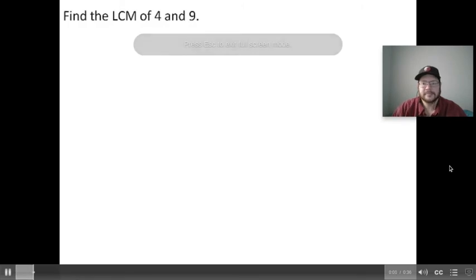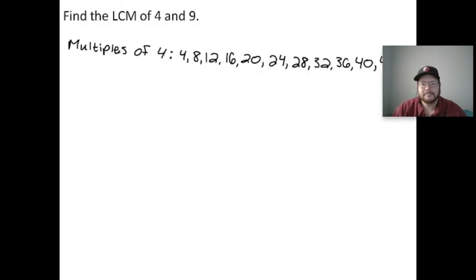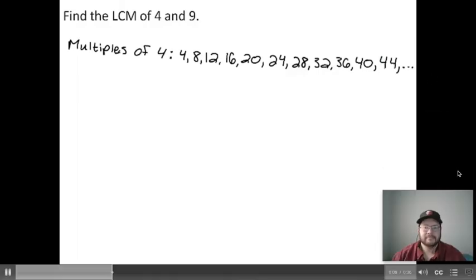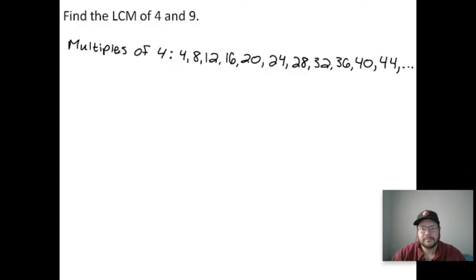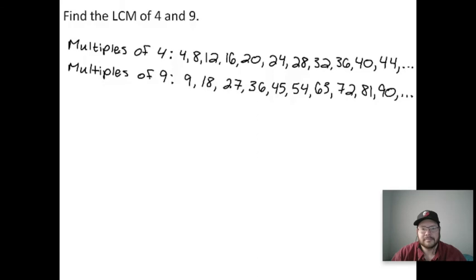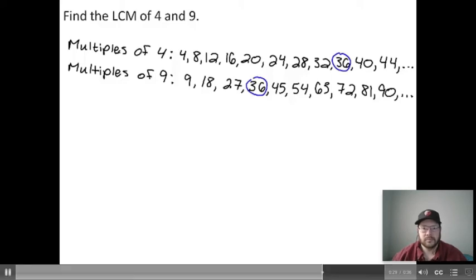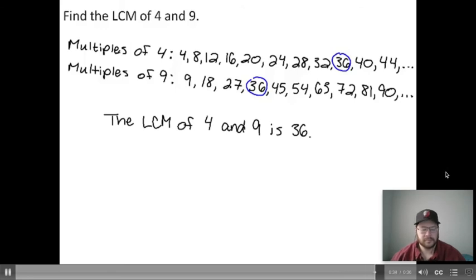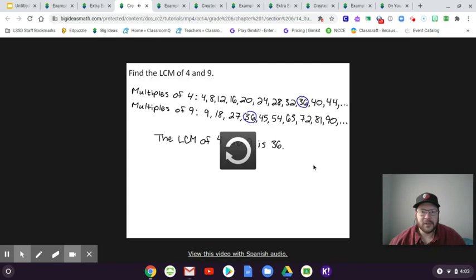Find the least common multiple of 4 and 9. So multiples of 4 are 4, 8, 12, 16, 20, 24, 28, 32, 36, 40, and 44. So multiples of 9 are 9, 18, 27, 36, 45, 54, 63, 72, 81, and 90. Of these, the only common multiple of 4 and 9 is 36. So the least common multiple of 4 and 9 is 36. All right, so hopefully you got 36 on that one.